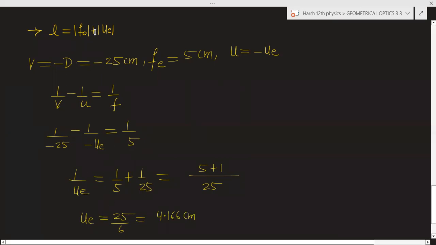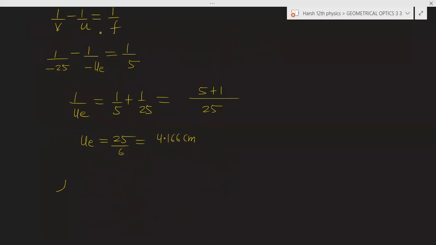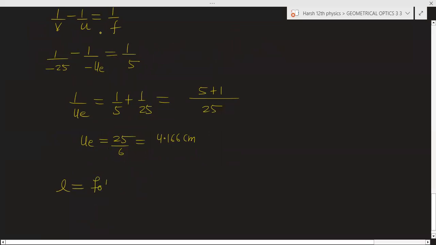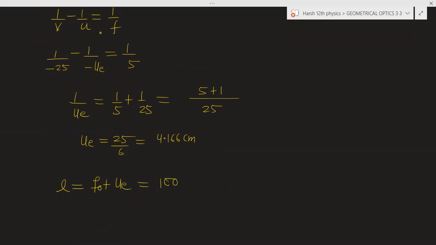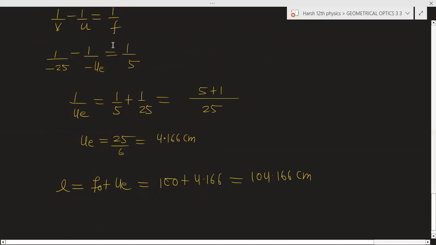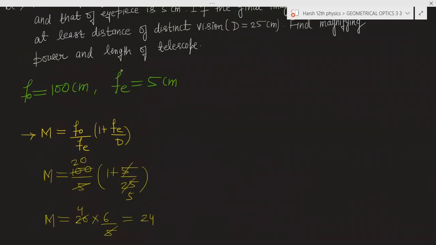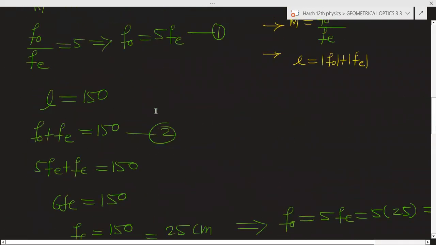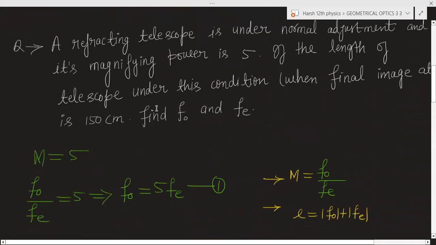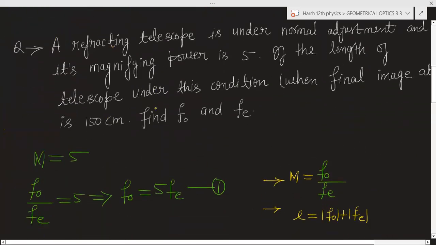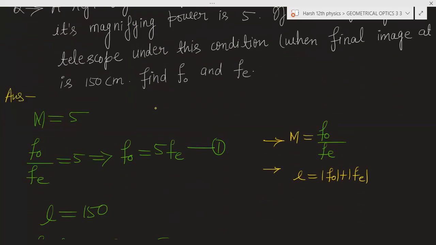Now if you have f_o and you have u_e, you can find the length of the telescope. Length of the telescope is f_o plus u_e, and f_o is 100, u_e is 4.166. So you will have 104.166 centimeter. So in this way you can find the length. This is the answer of this question.